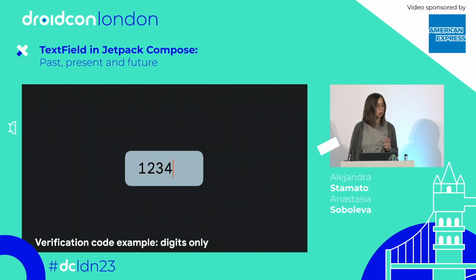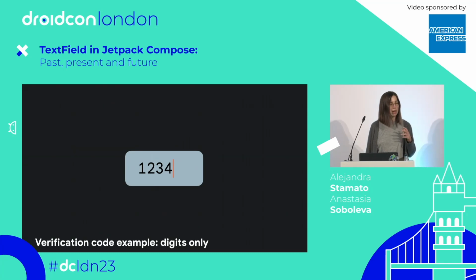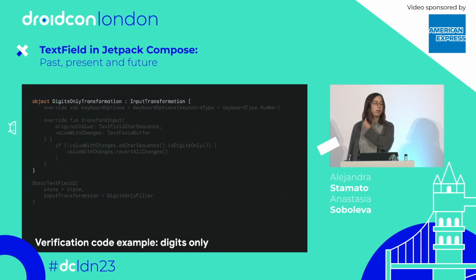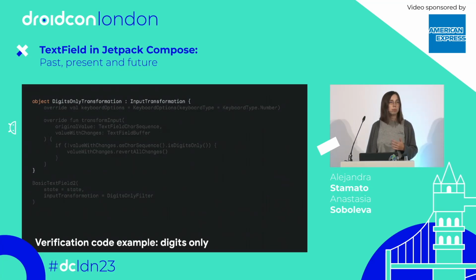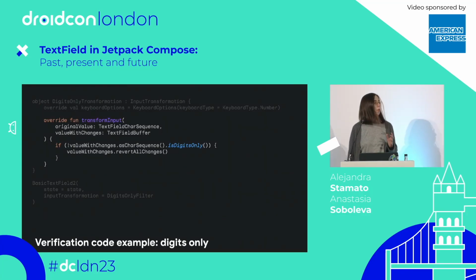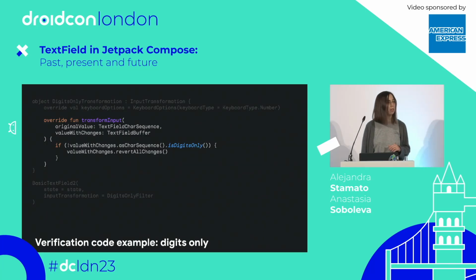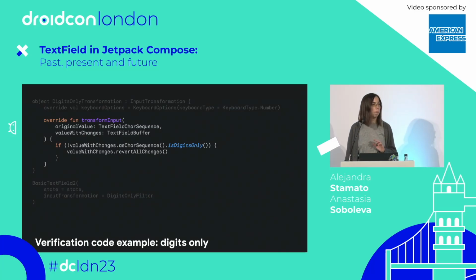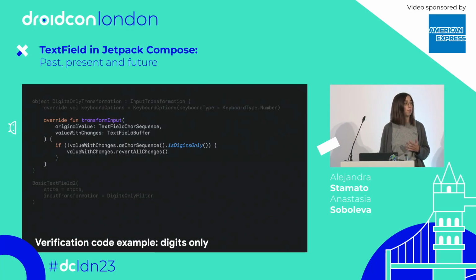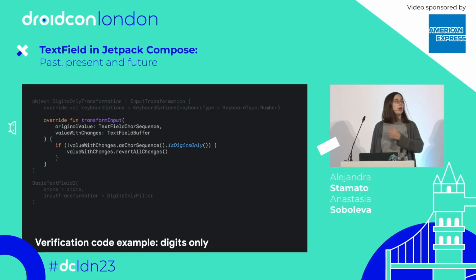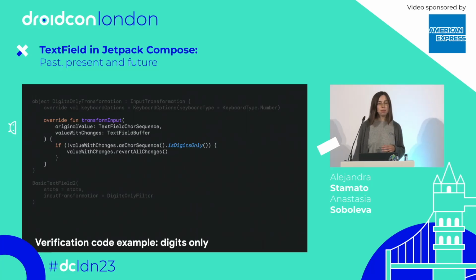Here's the text field that we want to implement. It takes the verification code and accepts digits only. And here's the implementation. We first define an object called DigitsOnlyTransformation that implements the InputTransformation interface. We implement our transformInput method. In our specific example, we check the changes from the text field buffer, and if those changes contain digits only, we're happy and we proceed with the changes. But if there are non-digit characters, then we revert the changes. So look how simple it is, right? You don't need to do anything different to understand whether it's an insertion or replacement, etc. Everything is done for you internally.